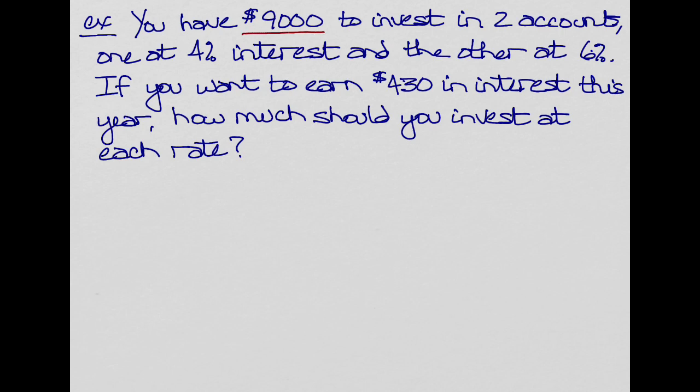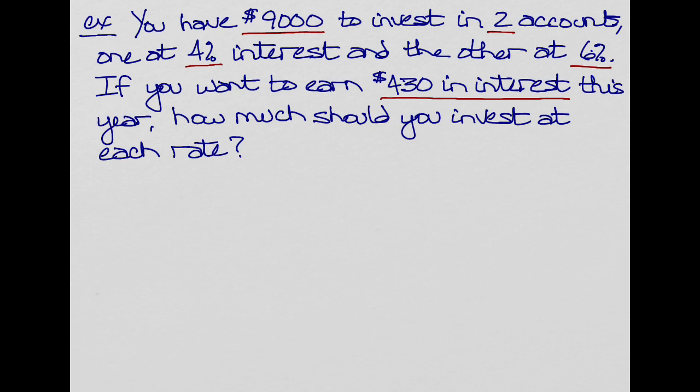And two different accounts. Well, I can't put all of my $9,000 in both accounts, so I'm going to have to split it up. Let's see, we know something about some interest rates. One's at 4%, one's at 6%. I want to earn $430 in interest. That's altogether $430 total.